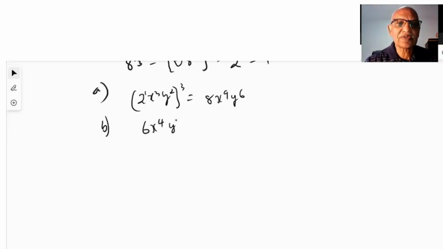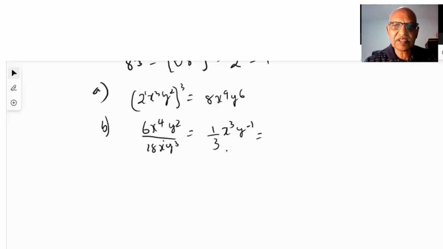Then y to the power 2 over 18x y to the power of 3. With the numbers, I simplify them. 6 over 18 is 1 over 3. x is the same base, so 4 minus 1 is 3. Y is 2 minus 3, which is to the power of minus 1. I change always to the positive exponent, so it becomes 1 times x cubed, which is x cubed, over 3 y to the power of 1. Whenever it's negative exponent, it goes downstairs here. So x cubed over 3y.